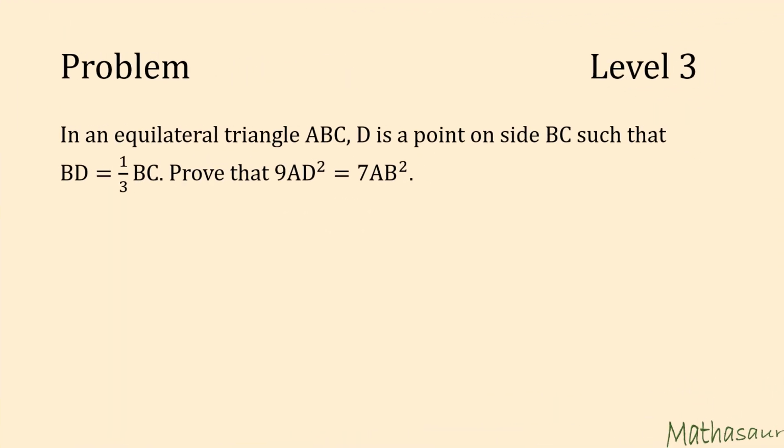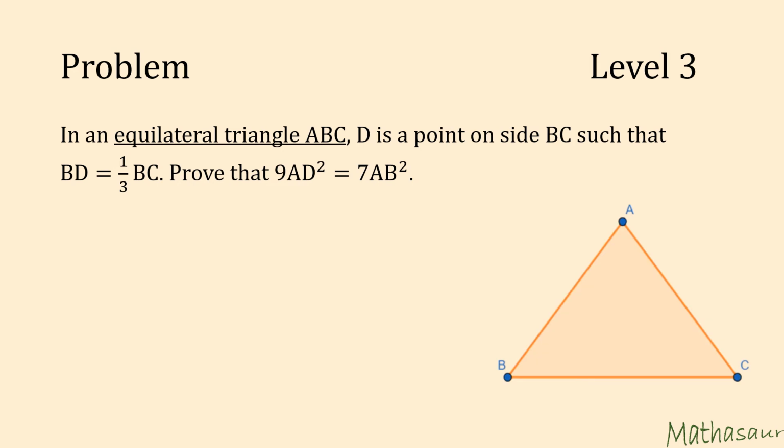Let us look at another problem. In an equilateral triangle ABC, D is a point on side BC such that BD is 1/3 of BC. Prove that 9 times AD square is equal to 7 times AB square.